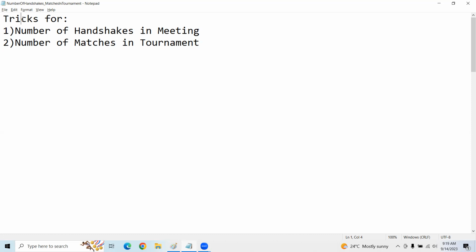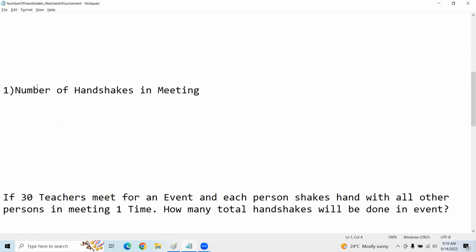It is not very easy to find it in one go, especially if someone asks you for 100 people or 200 people. So what we are going to do is look at the pattern. What pattern is followed when we take 1, 2, 3, 4 people? We will look at that pattern and then come to the formula by which we can directly put in the values and get the number of handshakes in any meeting.